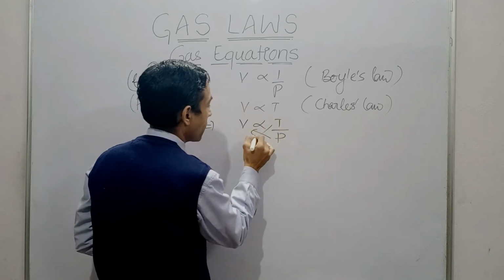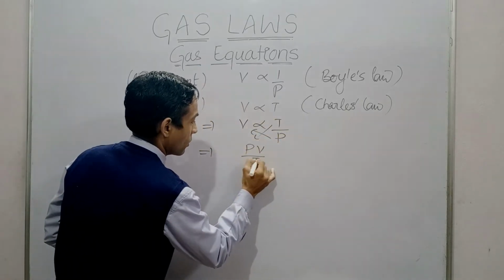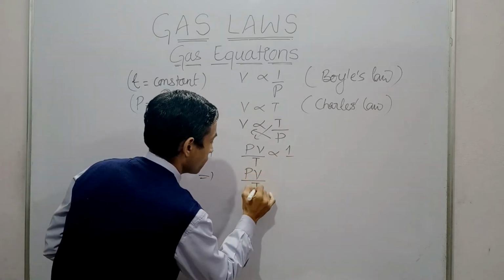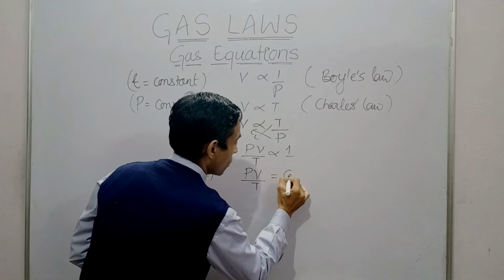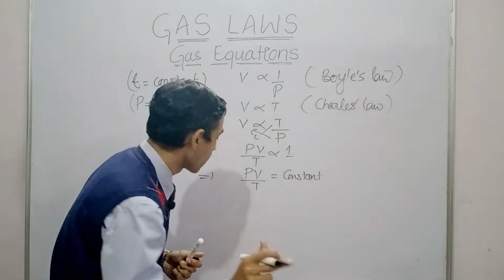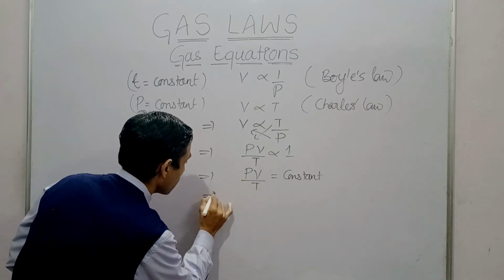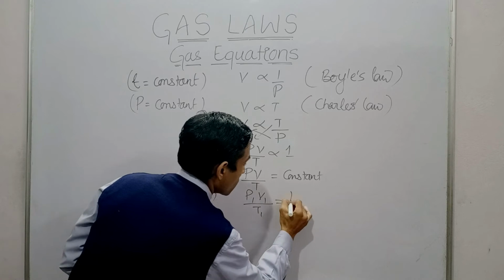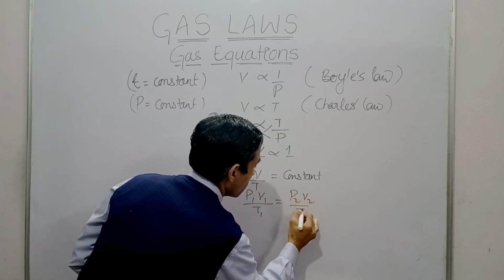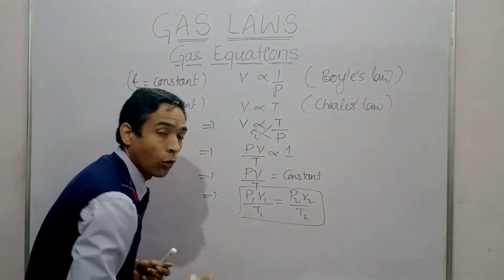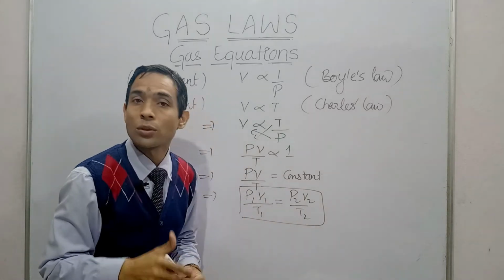let's cross multiply them. If we remove this proportion sign, we will get PV upon T is equal to constant. Now if we take two sets of values of P, V and T, we will get P1 V1 upon T1 is equal to P2 V2 upon T2, and this is the formula of the gas equation which we are going to use in the numericals.